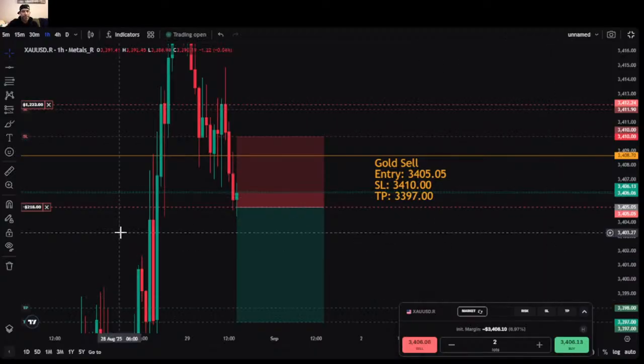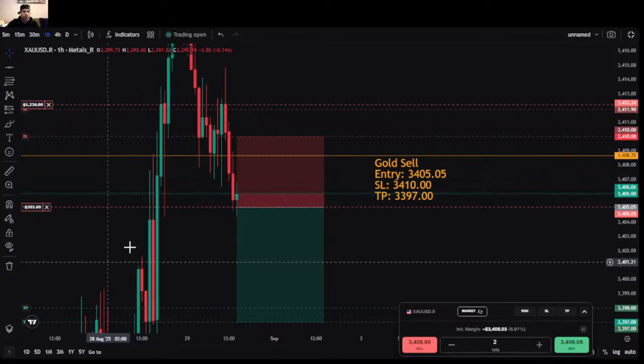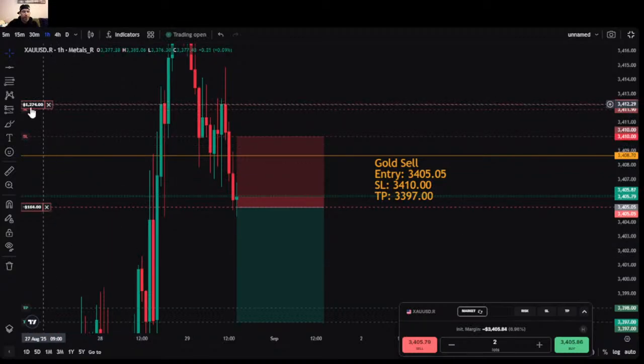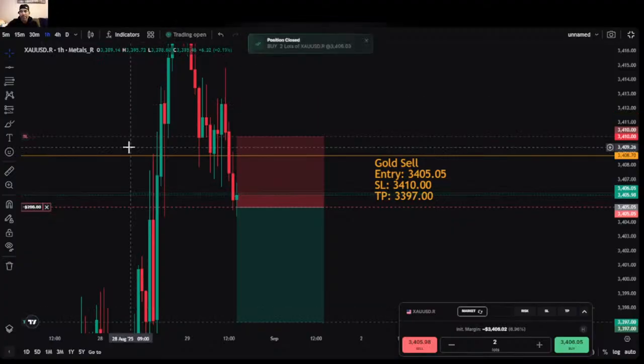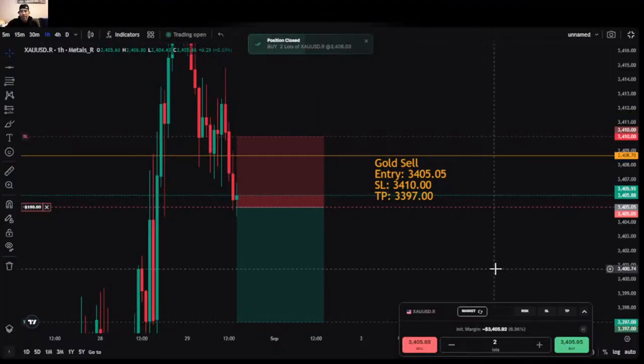Matter of fact, I'm actually going to close this trade here. I'm up 60 pips here, about $1,200. Yeah, I closed that position. Locked in my profits on that one.